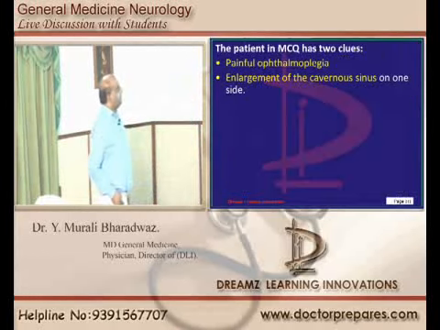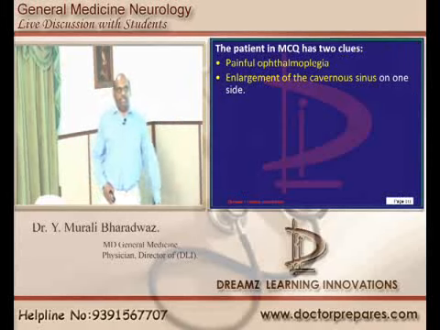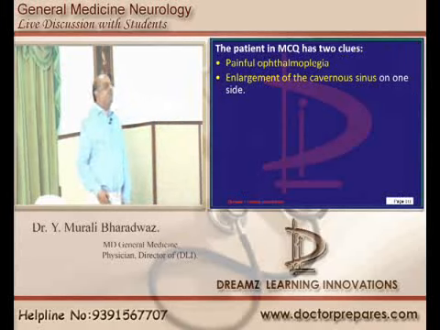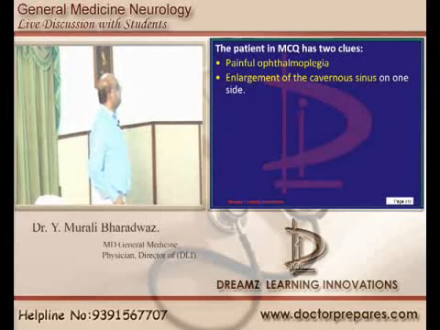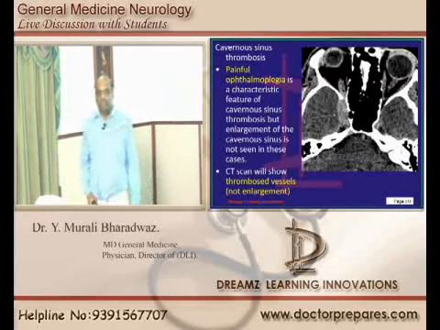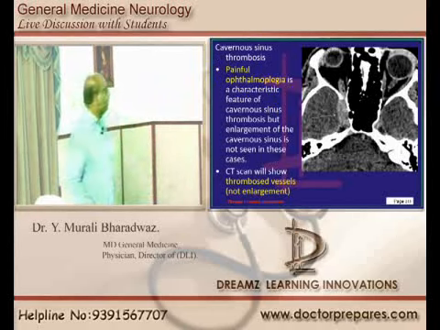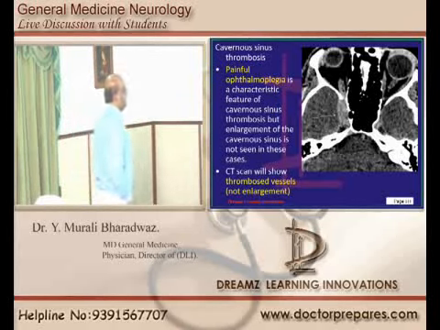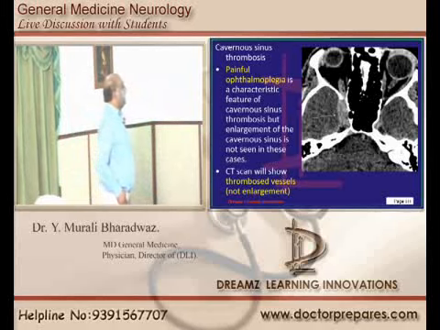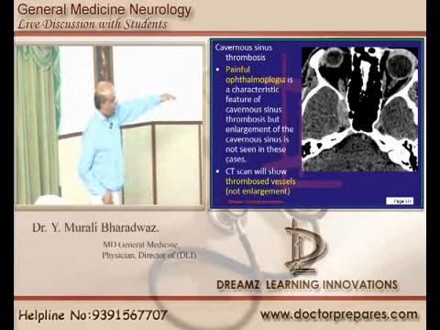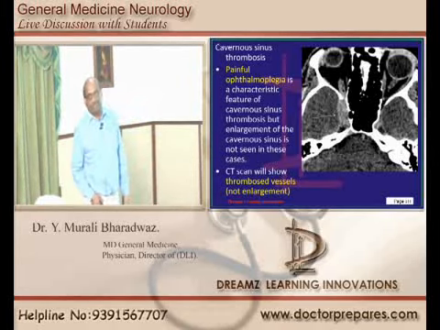Now, this patient who is being given to us has a painful ophthalmoplegia and enlargement of the cavernous sinus. They are the two important clues that we have. Now, let us assume that possibly this is a case of cavernous sinus thrombosis. Why can't it be? Or why can it be? In cavernous sinus thrombosis, the patient will have a painful ophthalmoplegia. That's true. And on the CT scan, around the pituitary you have the cavernous sinus, and it will show the presence of a clot.